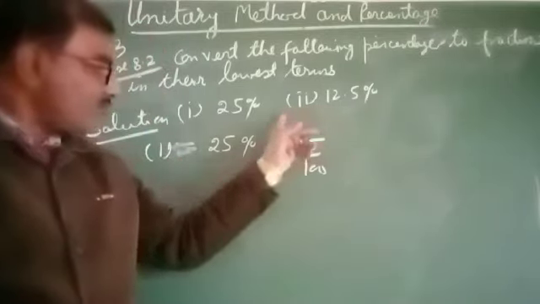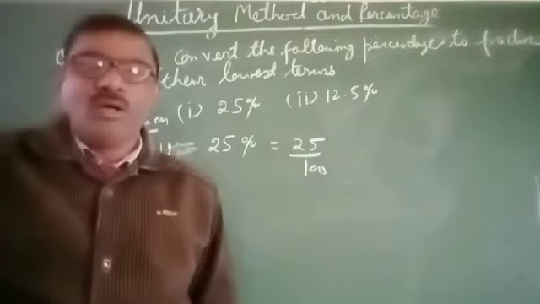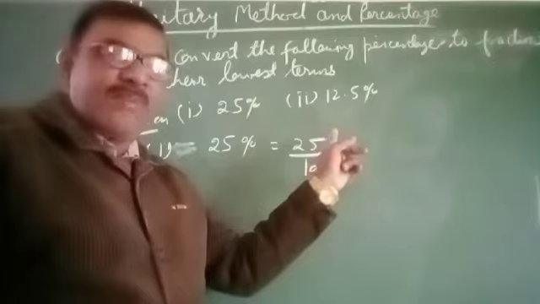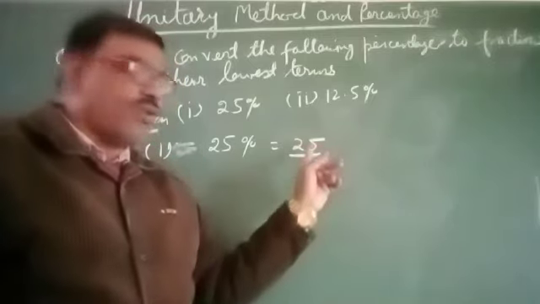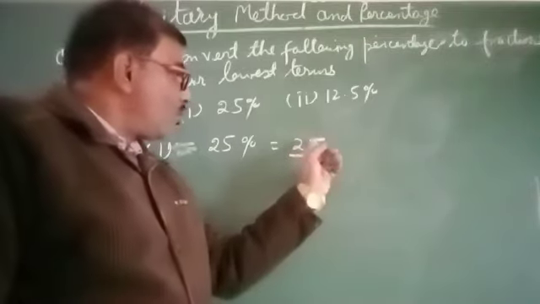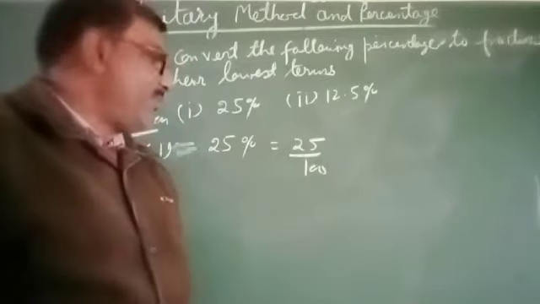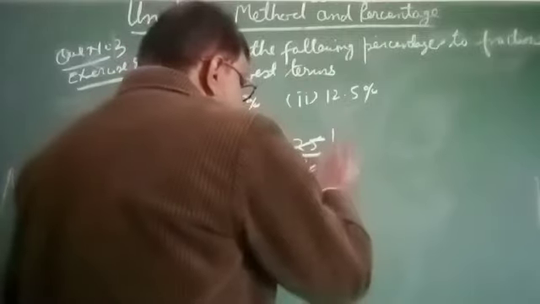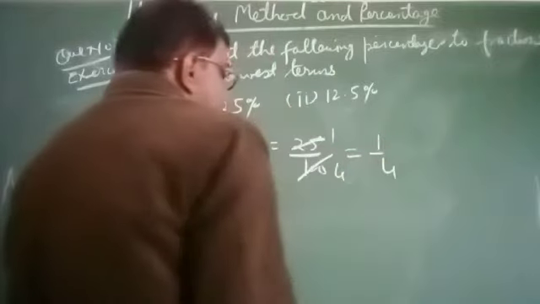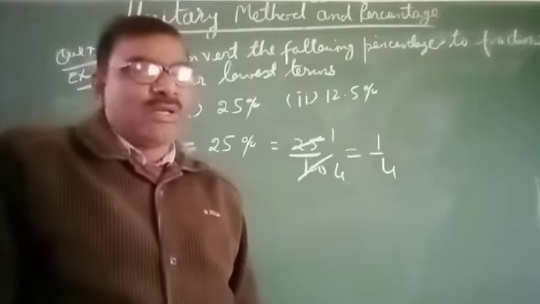So I will make this fraction in the lowest term. I will take the HCF of 25 and 100. The HCF of 25 and 100 will be 25. So I will divide 25 and 100 by the HCF 25. So 25 divided by 25, and 100 divided by 25, will be equal to 1 by 4. So 25% will be equal to 1 by 4 in the lowest term.